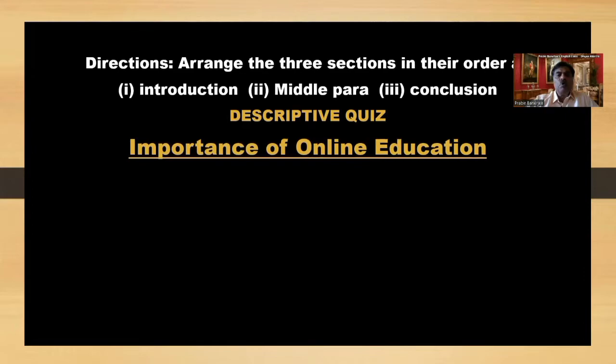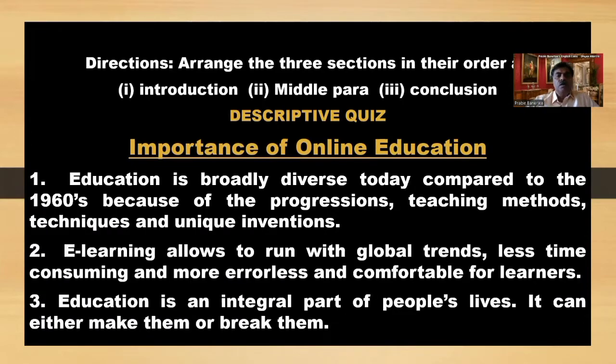Your topic is the importance of online education. This is the most important topic, the trend that is going on. So, importance of online education. Here come your 3 sections. In section number 1, education is broadly diverse today compared to the 1960s because of progressions, teaching methods, techniques, and unique inventions. Section number 2, e-learning means online learning. E-learning allows us to run with global trends. To connect the world, we need to take e-learning. E-learning allows us to run with global trends, is less time consuming, and more errorless and comfortable for learners.